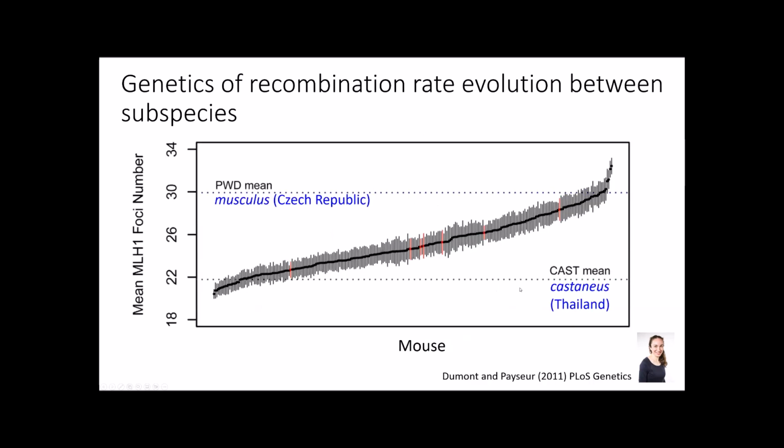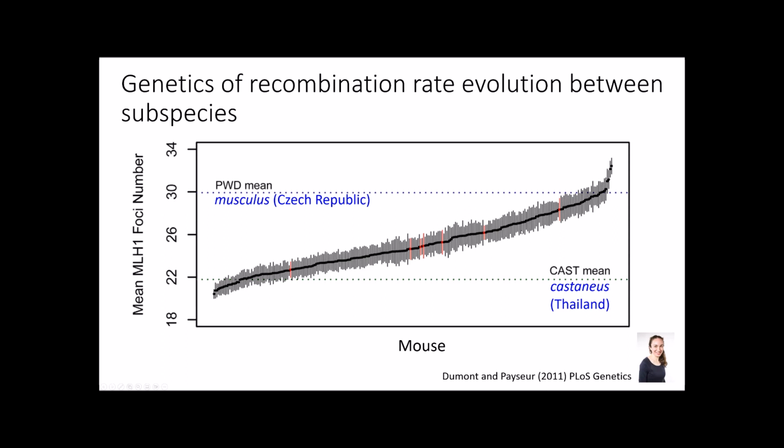Okay, so this is what the distribution of the total number of crossovers in a cell looks like across all of these 315 F2 males. I first want to orient you to the dotted lines that show the mean number of crossovers for the musculus strain from the Czech Republic, which is about 30, and the mean for castaneus, which is about 22. So this is quite a huge difference. And when you look at the F2s, you can see that they span the range.